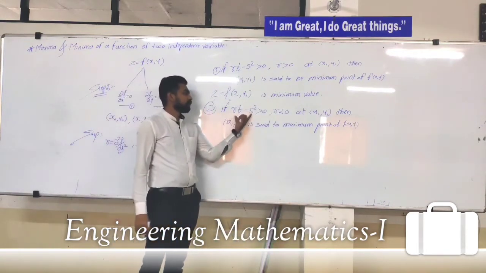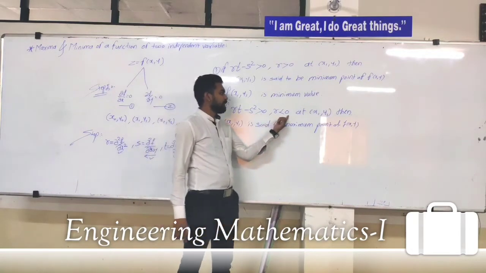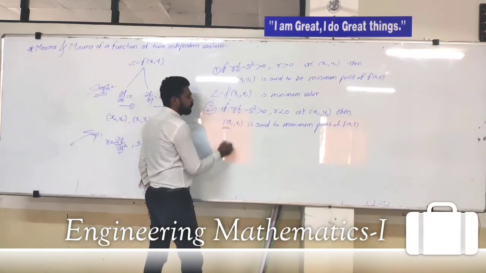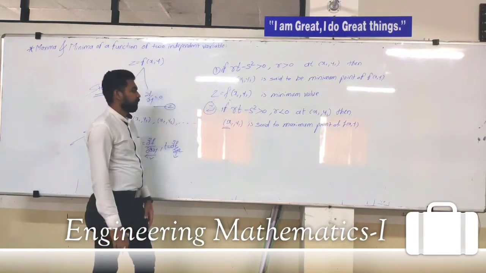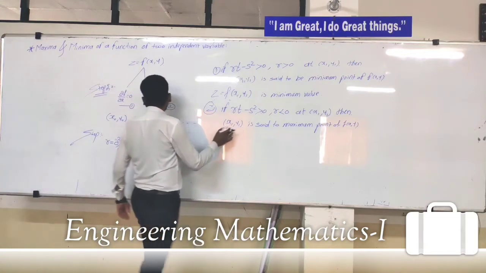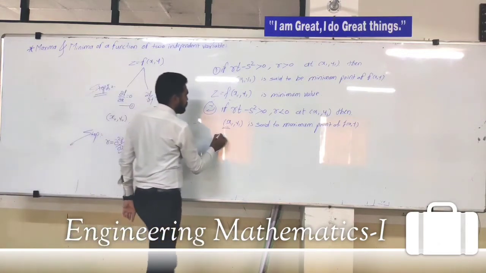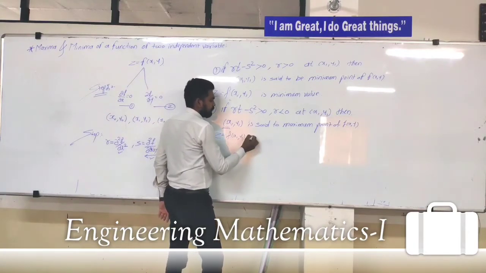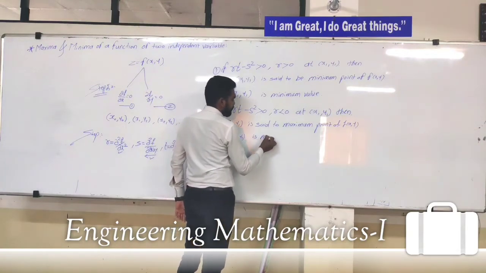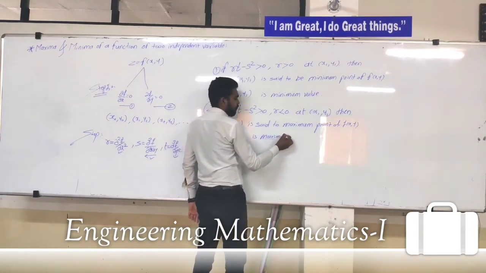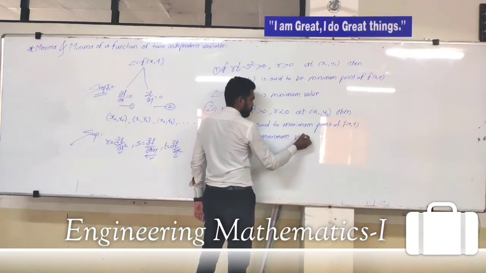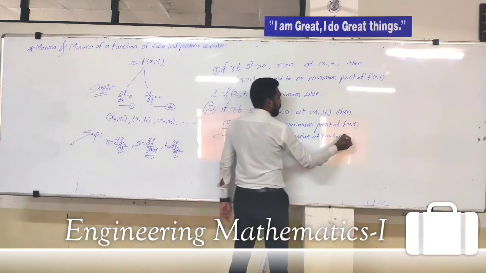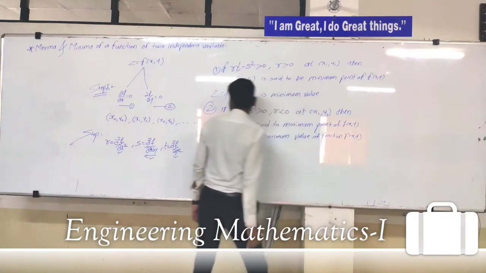If rt minus s square is greater than 0 and r less than 0 at x1 y1, then we say that the point x1 y1 is a maximum point. And if we substitute x1 y1 in the given function, that is f of x1 y1, we get the maximum value of the function f of x1.